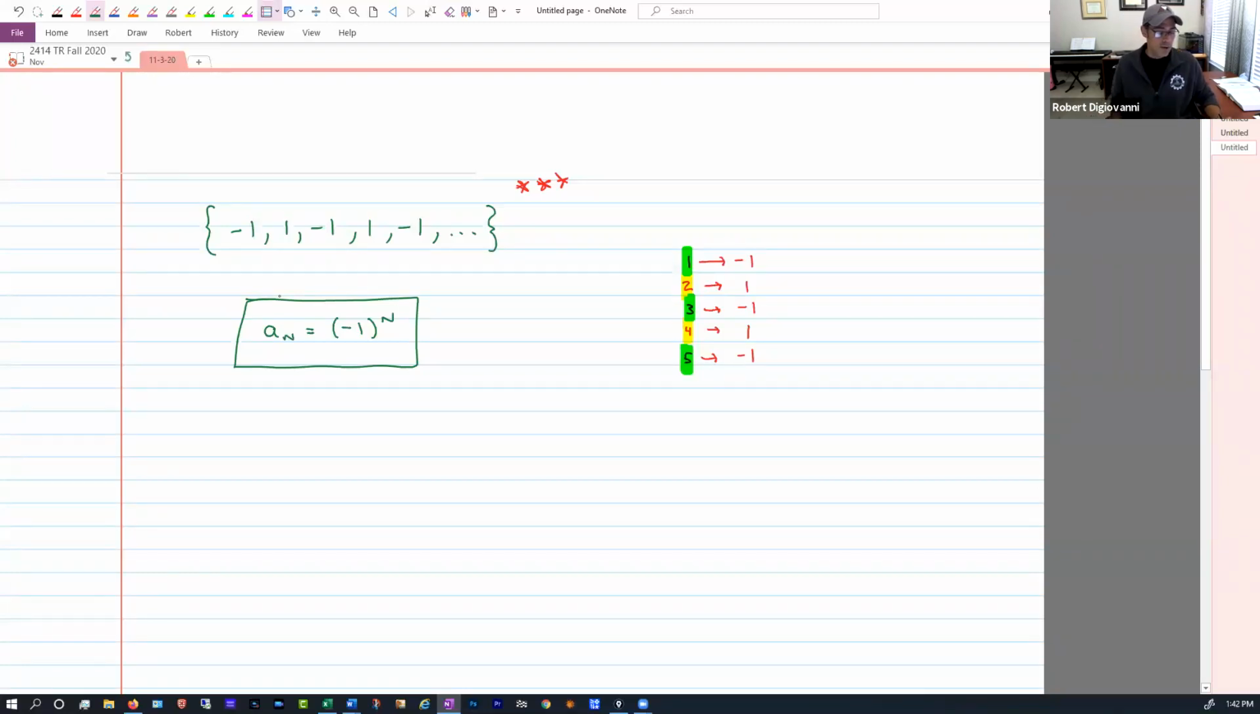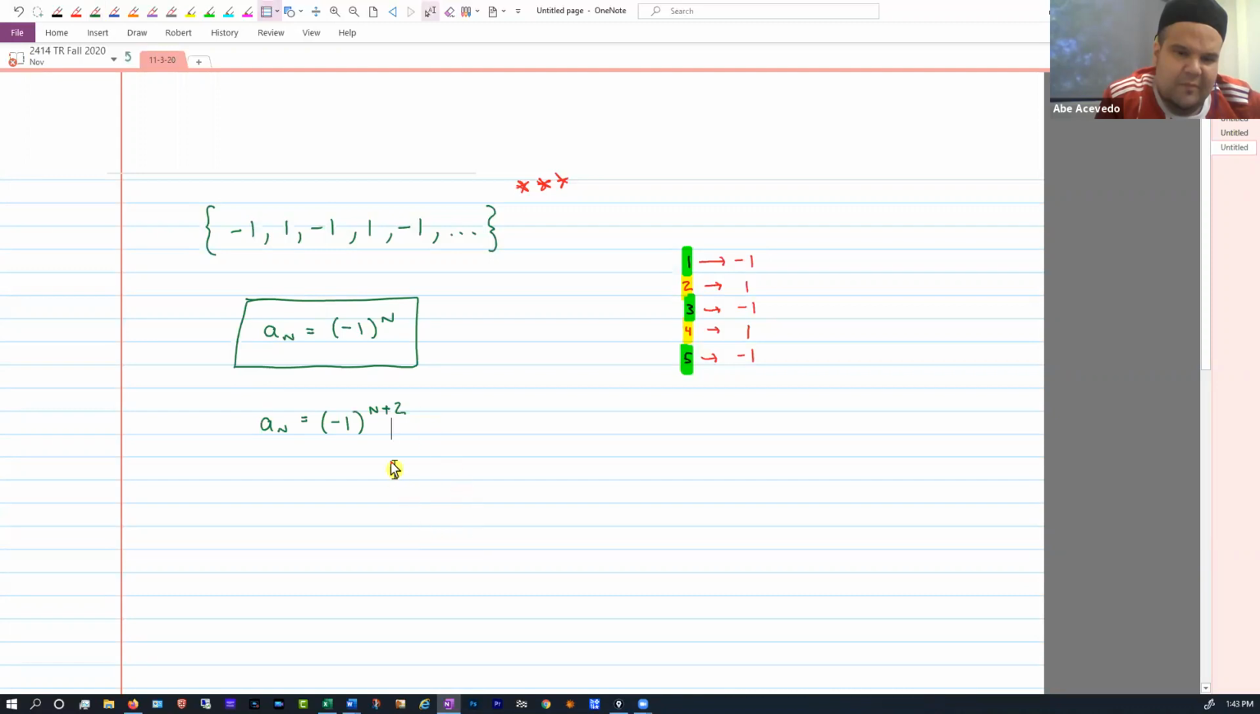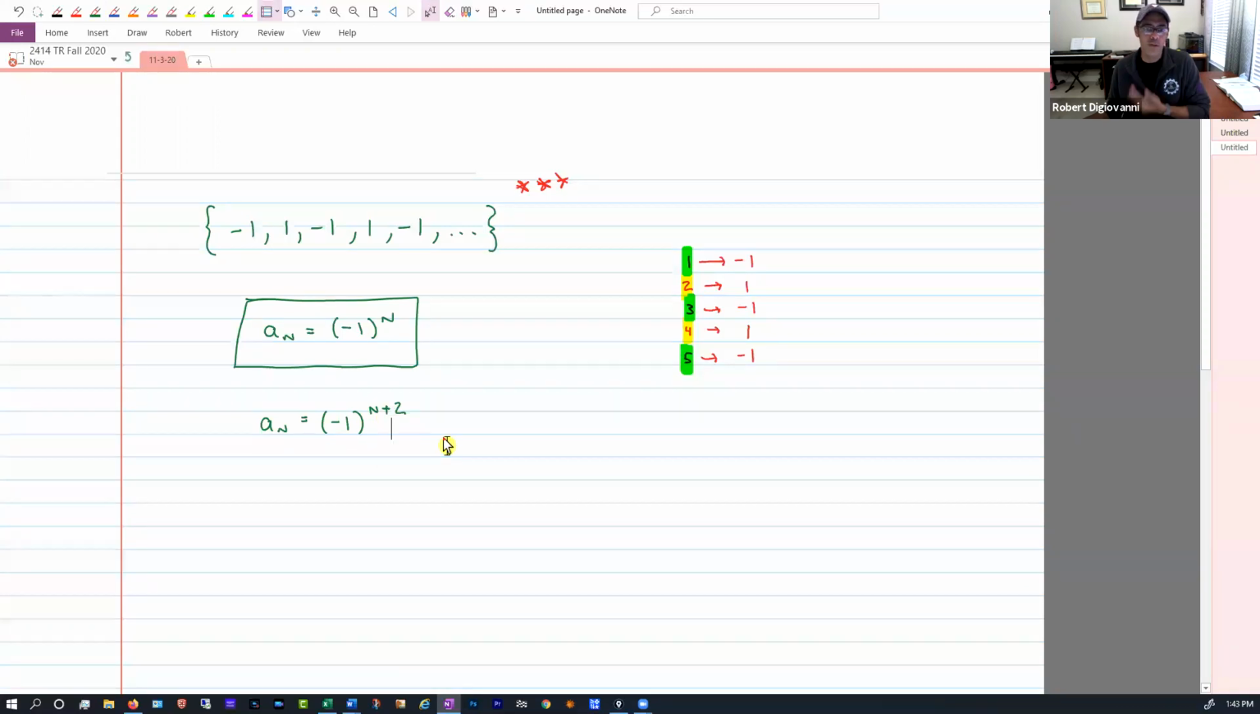Now, tell me if this would do the same thing. Would this also work? So what would happen here? I plug in one, what would I get? Three, which would be negative one to the third, which would give you negative one. Then when you plug in two, you would get a four. So negative one to the fourth would give you positive one. This would do the same thing, wouldn't it?